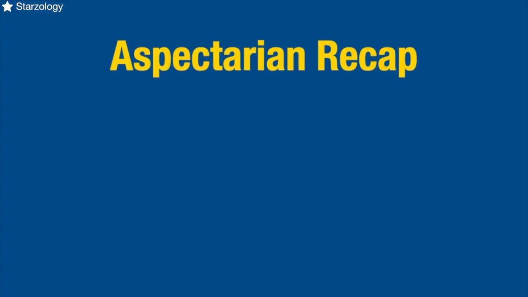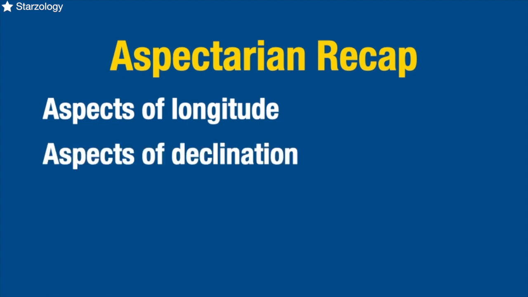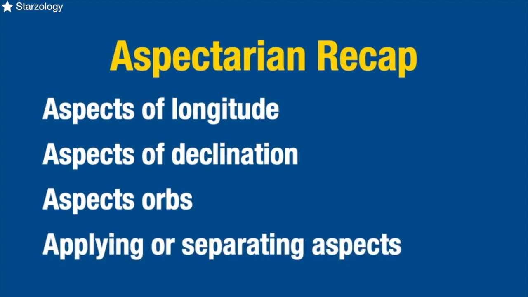Let's just do a quick aspectarian recap. What can you get from an aspectarian? Your aspectarian will show aspects of longitude, it will show aspects of declination, it will show the aspect orbs, and it will show whether it is an applying or separating aspect. As soon as you learn to read an aspectarian, life will be a lot easier when you're doing chart readings.